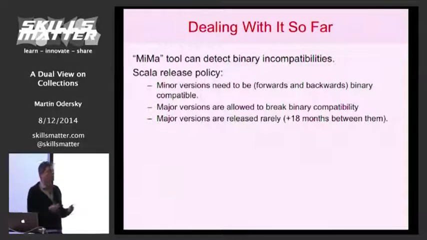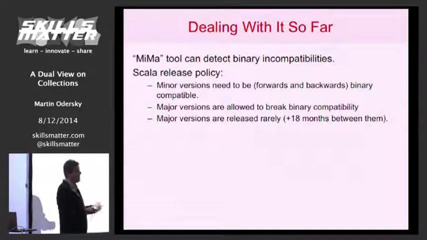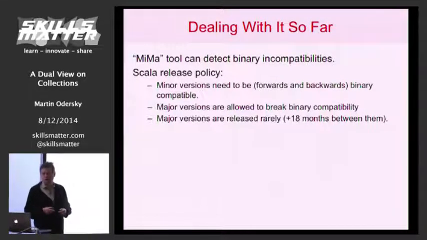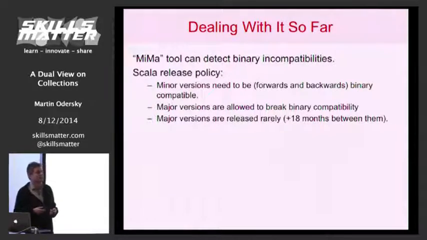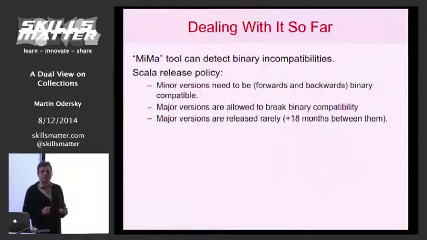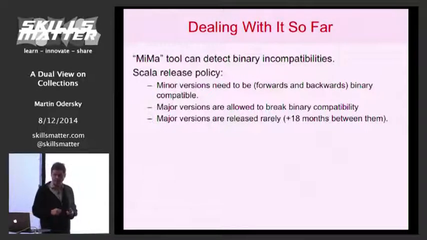Okay, so what do we do about it so far? We have actually done quite a lot. The first thing about binary compatibility that you can do is you can try to detect it. That's a must, because otherwise you're flying blind. And there is a tool, it's called MiMa, for Migration Manager, that can detect binary incompatibilities. You give it two versions of a library, and if the new one is binary incompatible to the old one, it will tell you, and it will tell you where it's binary incompatible.